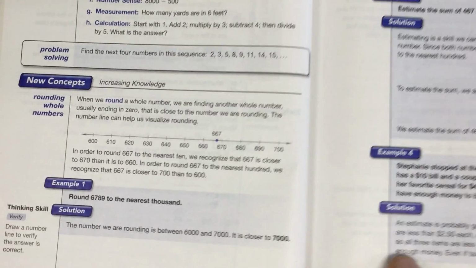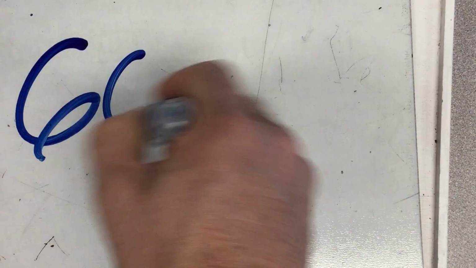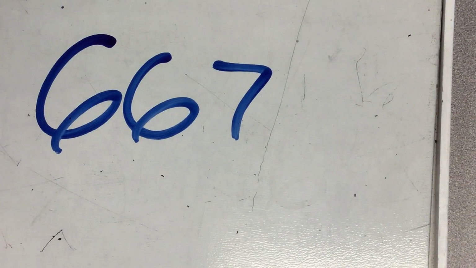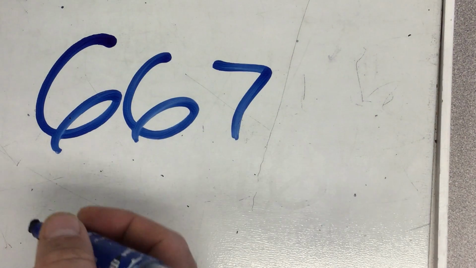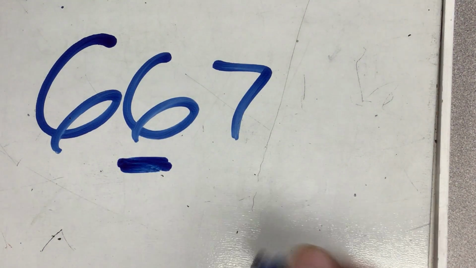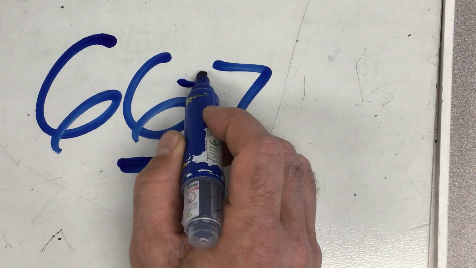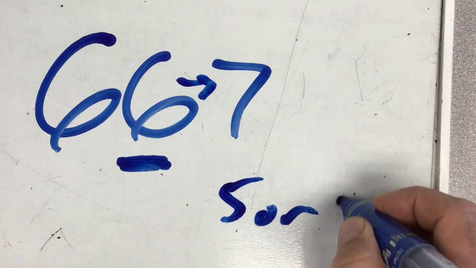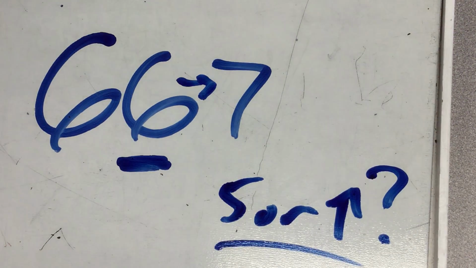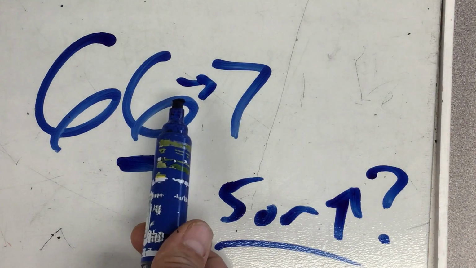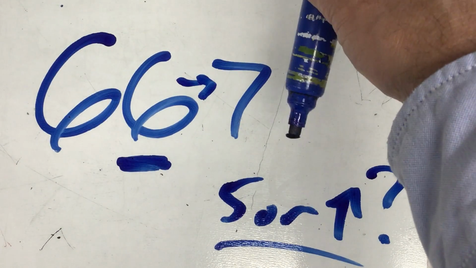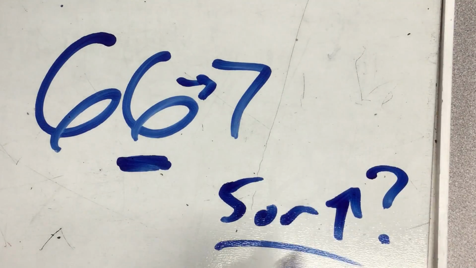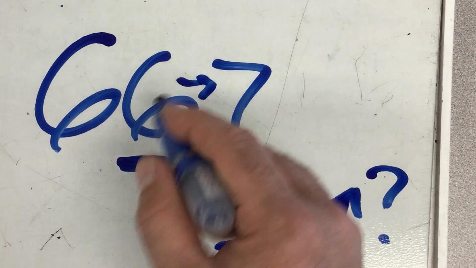And remember, if we're ever debating which one to go to, we just ask ourselves that magical question: is it 5 or above? So if we're going to the nearest 10, I have to look immediately to my right. Is this number 5 or above? And if it is, we go up. If it is not, we go down and give it a 0.